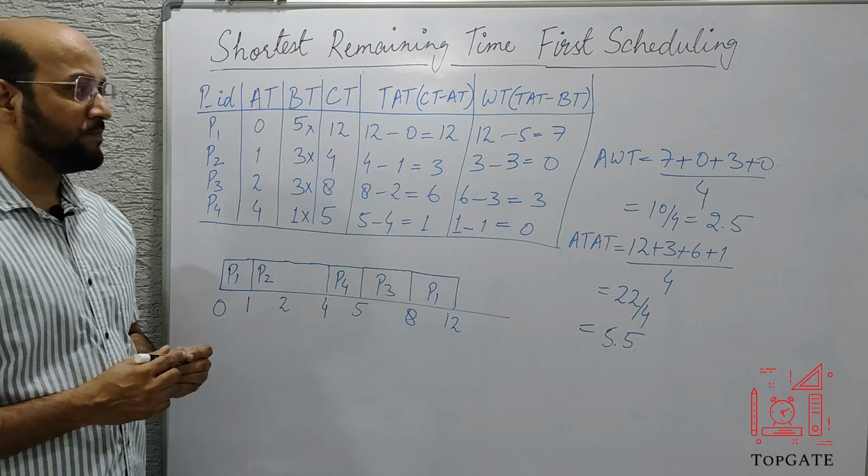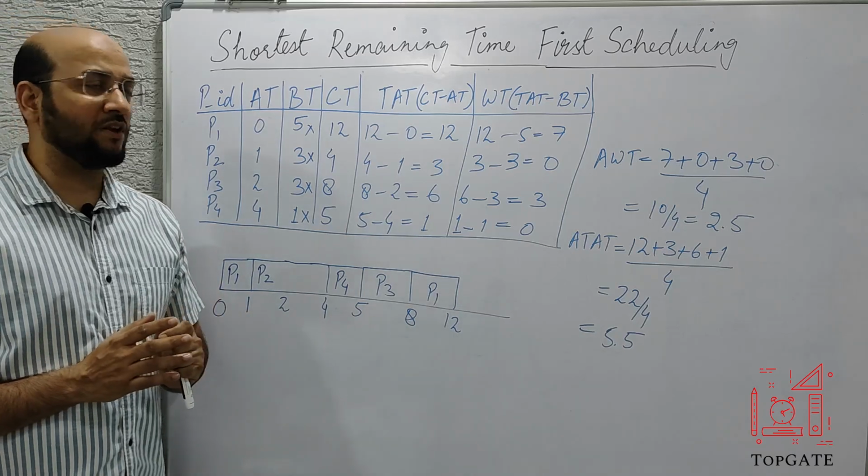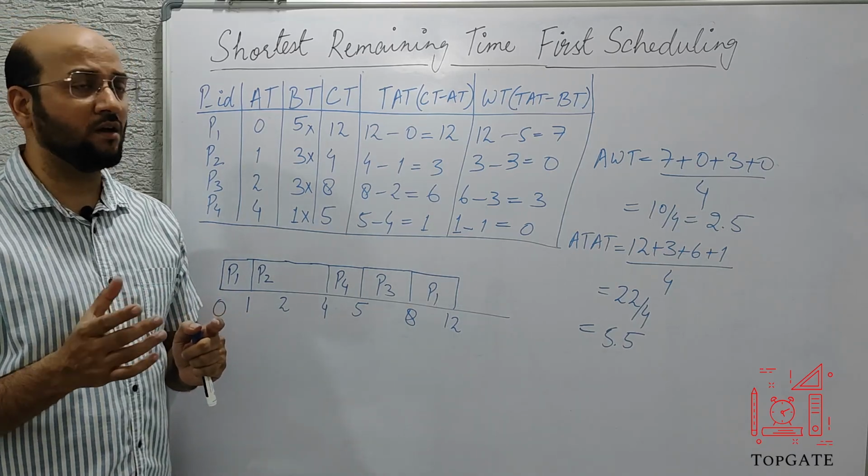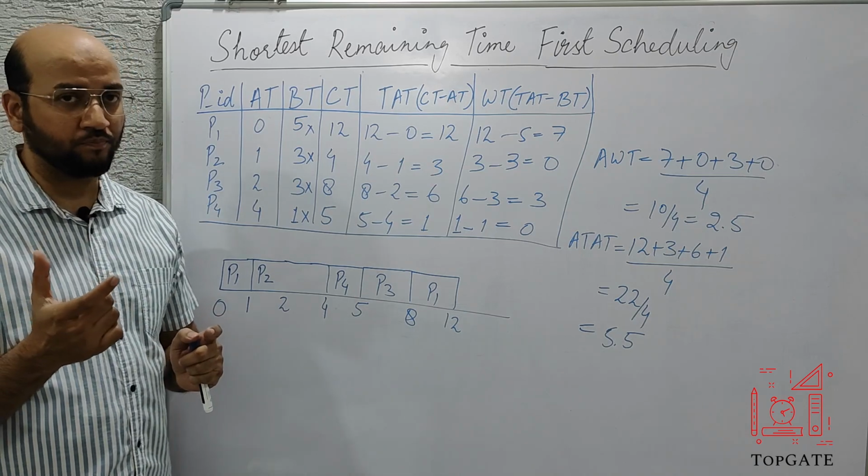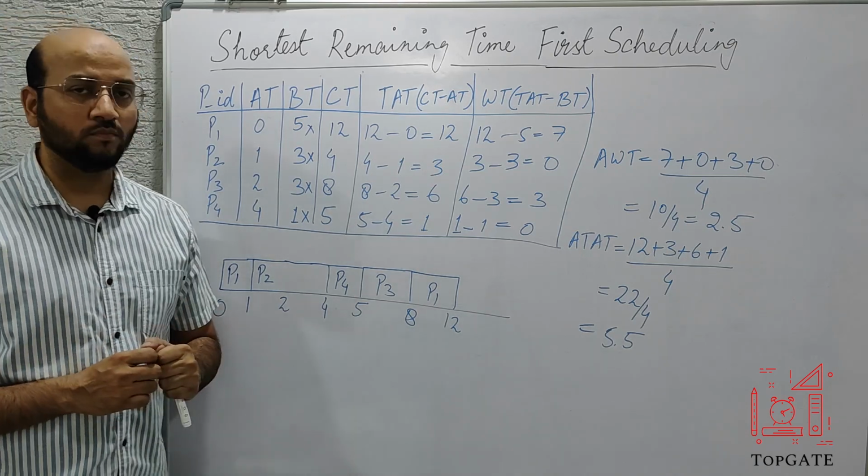Clear? So this shortest remaining time first algorithm always produces the least waiting time. Clear? Thank you so much.